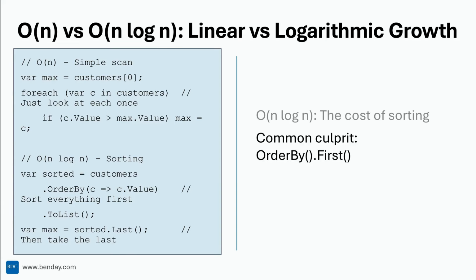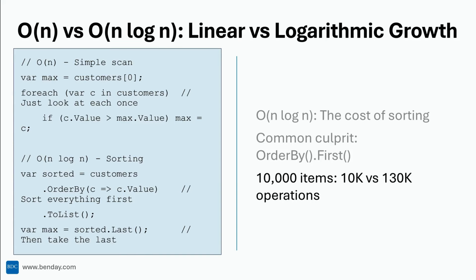Unnecessary work. The difference becomes dramatic at scale. Finding the max of 10,000 items with a simple scan is 10,000 comparisons. Sorting first means about 130,000 comparisons plus memory allocation for the sorted structure. That's why MinBy and MaxBy matter.